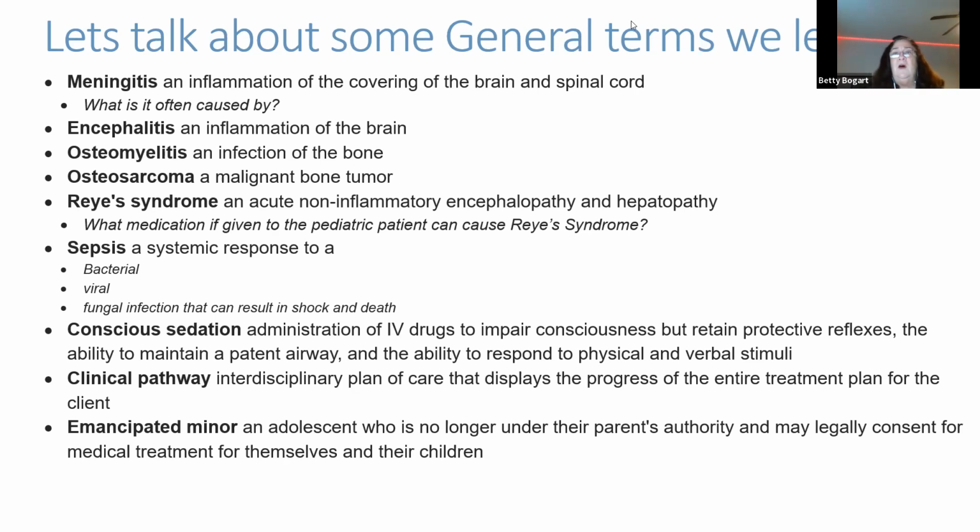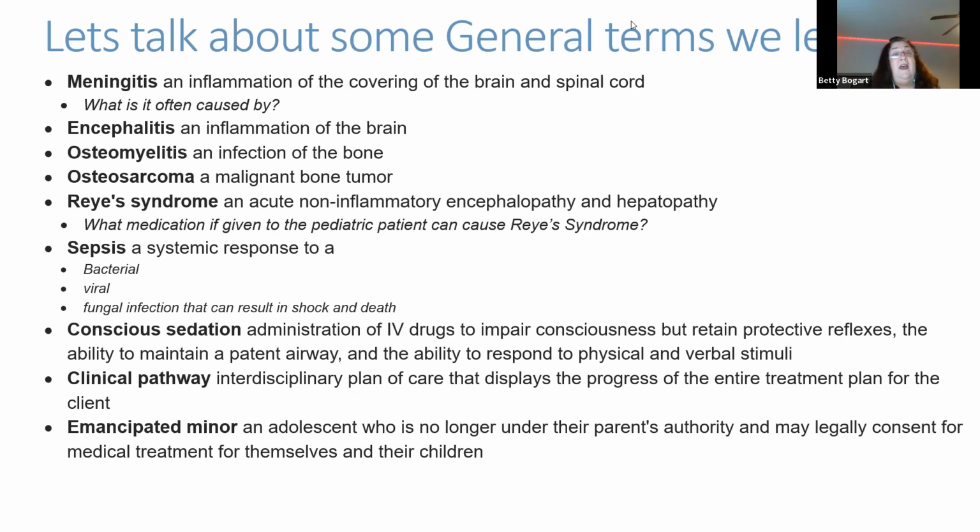So first of all, we're going to talk about some general terms. Meningitis. Some of you have not had that yet, or my class on Friday, but we're going to be talking about it. Meningitis is an inflammation of the covering of the brain, which is called the meninges, right? And it also covers the spinal cord. Meningitis is due to what? Well, it's some sort of infection, isn't it? It could be viral and it could be bacterial.